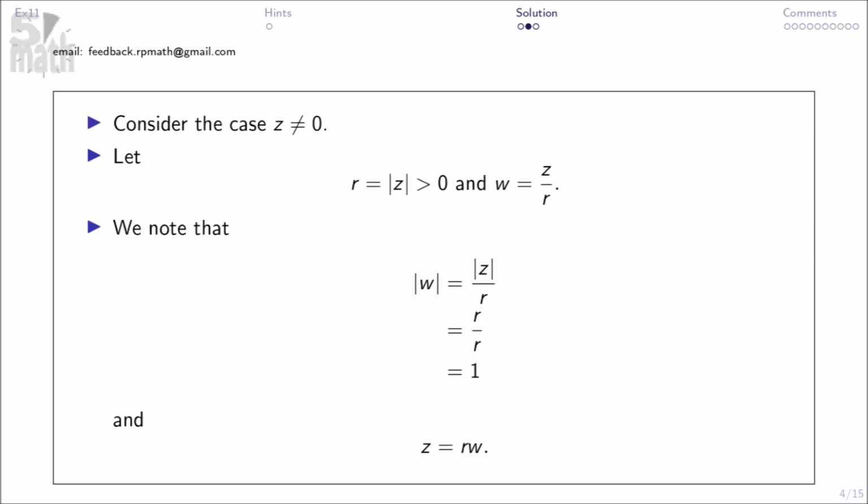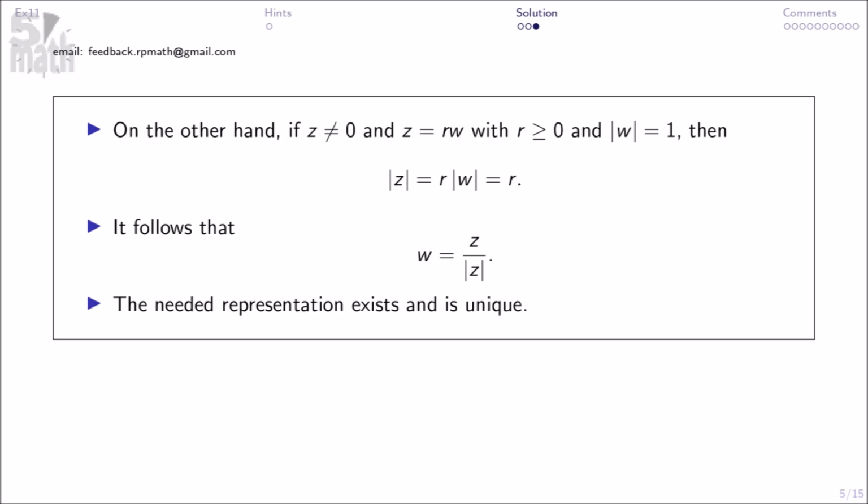Consider the case z not equal to 0. Let r equal the absolute value of z, greater than 0, and w equals z over r. We note that the absolute value of w equals the absolute value of z over r, equals r over r, equals 1, and z equals rw.